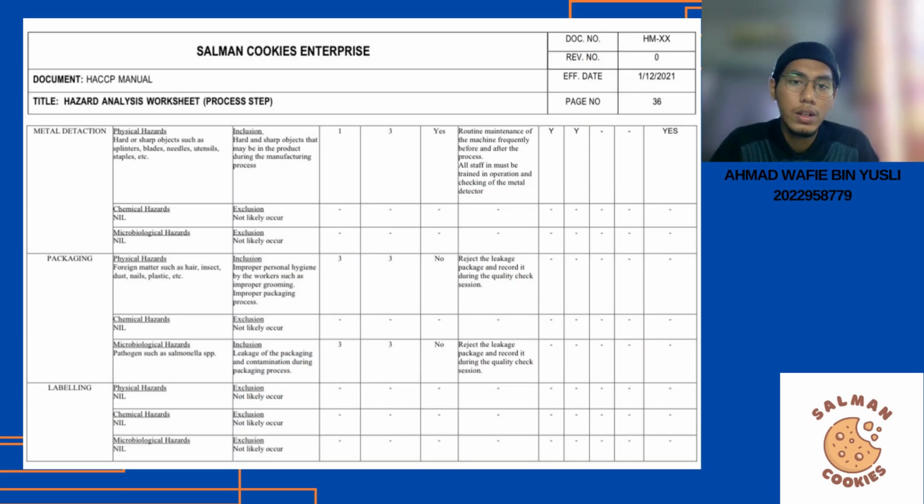Alright, so the next process step is metal detection. For metal detection, we have a physical hazard, which is inclusion, caused by hard and sharp objects that are detected inside the packaging or inside the product during the manufacturing process. And yes, it is a significant hazard, and it is our third critical control point for our company. The next process step is packaging. For the packaging process, we have two hazards, which are a physical hazard and a microbiological hazard.